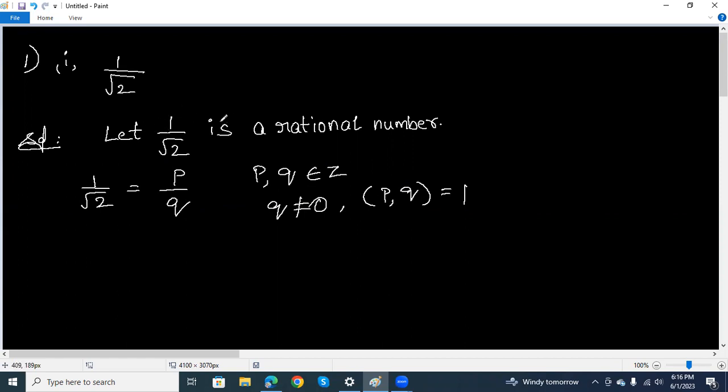So we need to prove that 1 by root 2 is an irrational number. For that I have taken a contradiction. I took that 1 by root 2 is a rational number. First, I suppose 1 by root 2 is a rational number. So each and every rational number is in the form of p by q. So I equated it to p by q. And I defined here what p by q is. P, q belong to integers. Q is not equal to 0. And p, q are co-primes. That means p and q have an HCF of 1.